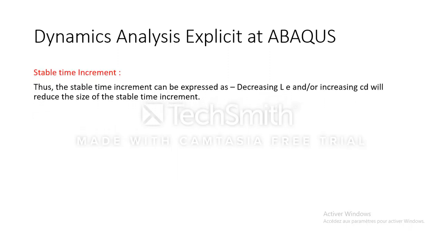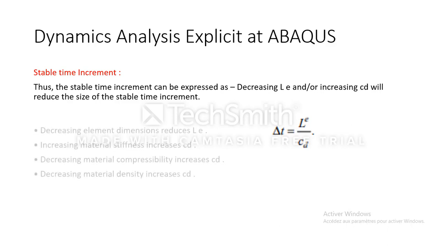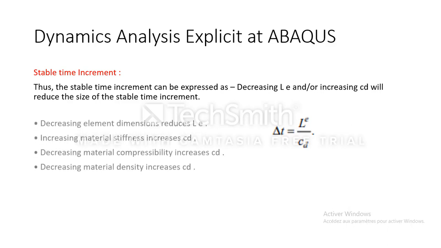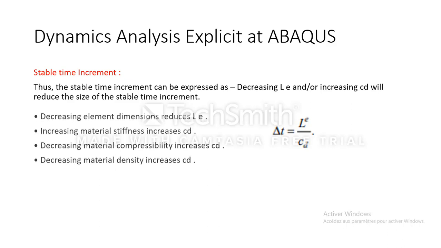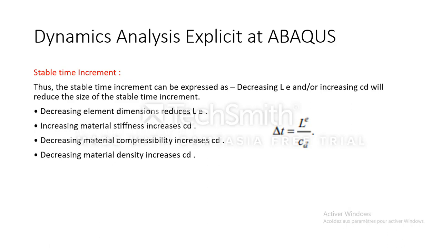Thus, the stable time increment is Le divided by C_d. Increasing Le or decreasing C_d will increase the size of the stable time increment, while decreasing Le or increasing C_d will reduce it. Decreasing element dimensions reduces Le. Increasing material stiffness increases C_d. Decreasing material compressibility increases C_d. Decreasing material density increases C_d.